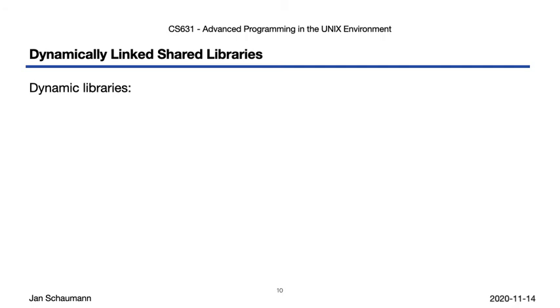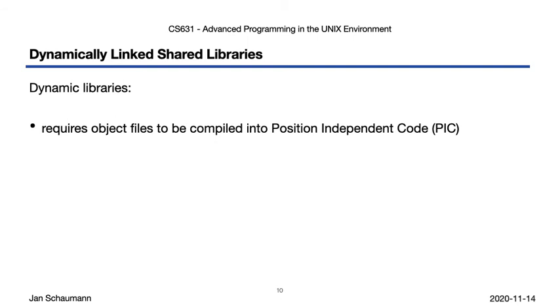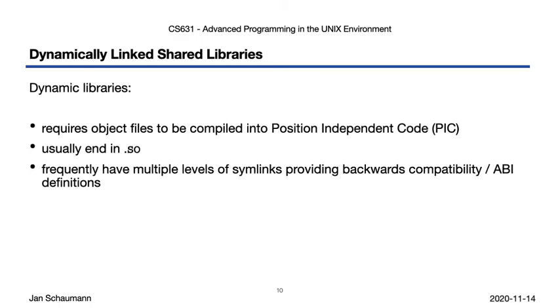Okay, so in contrast to static libraries, dynamic libraries require the object files to be of position-independent code. We specify the -fPIC flag to the compiler to cause it to generate this position-independent code. Dynamic libraries usually end in .so for shared object, and normally have a number of symbolic links to facilitate backwards compatibility in the application binary interface.